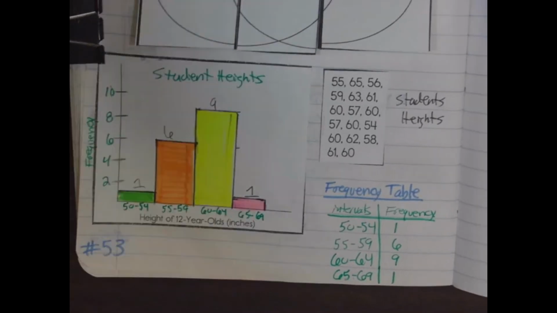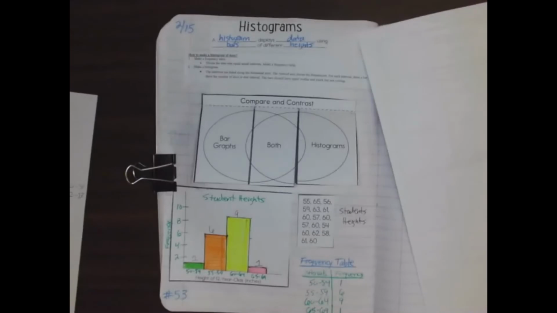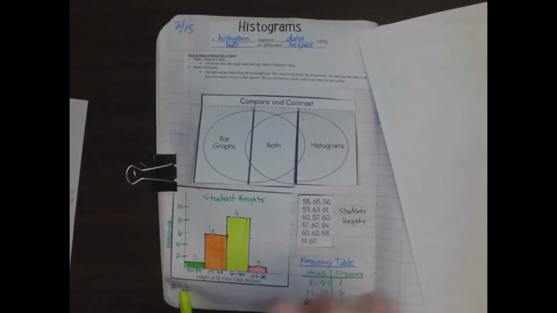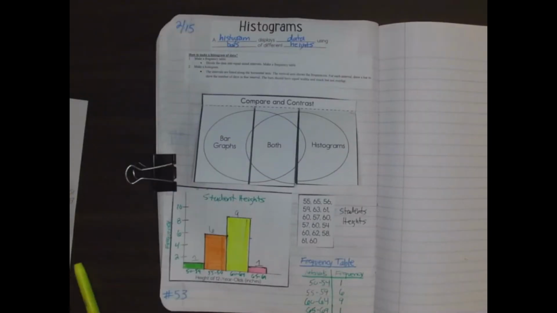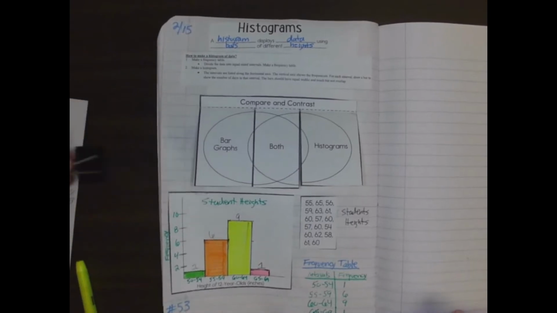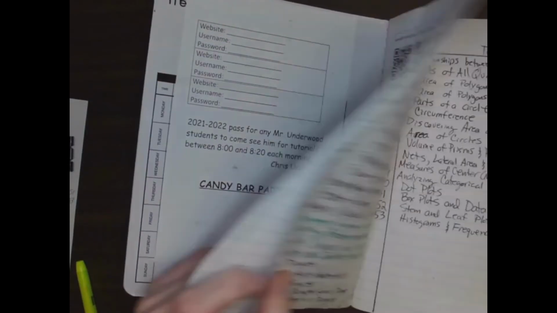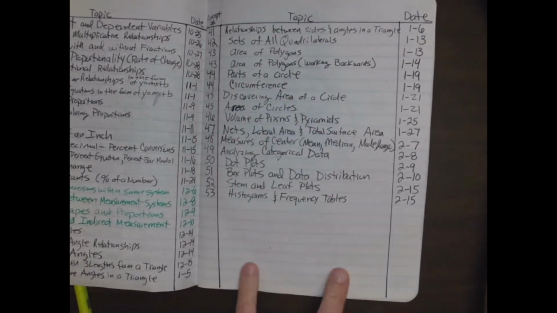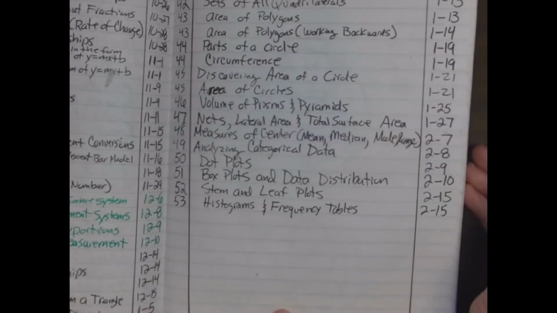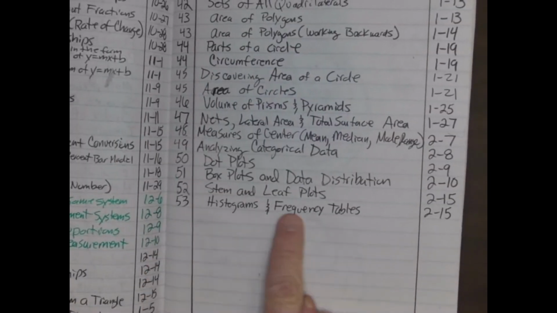What we're going to do here is label this as number 53. So down here I have number 53. I also have today's date, which is February the 15th. And then when I go over here to my table of contents, I will have number 53, histograms and frequency tables right there for you.